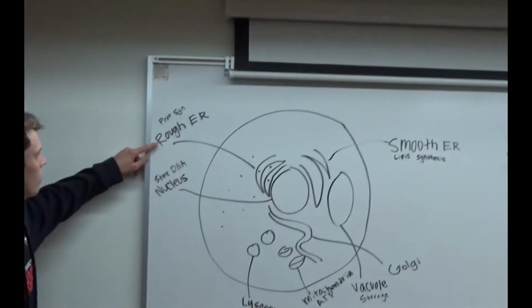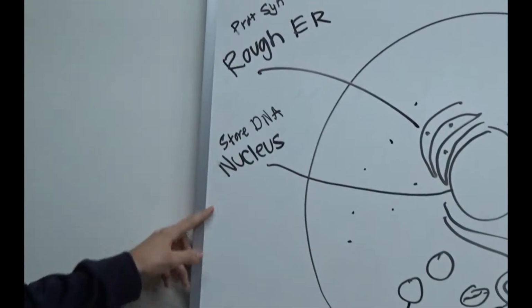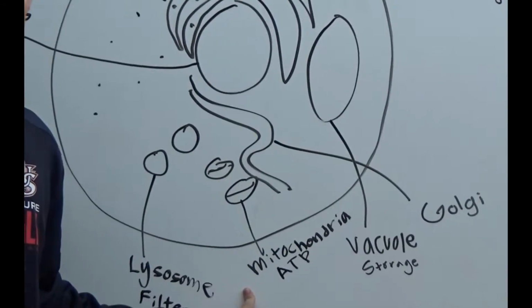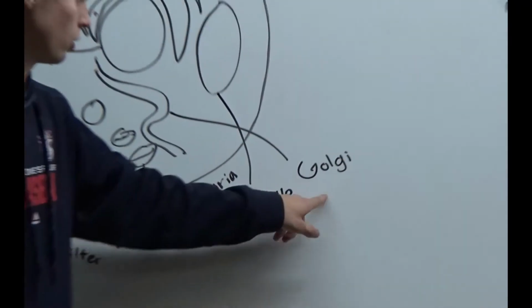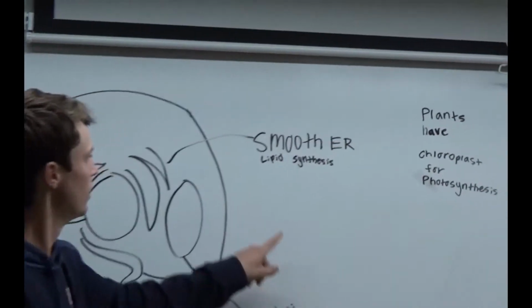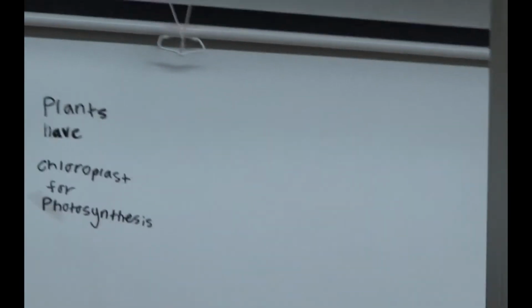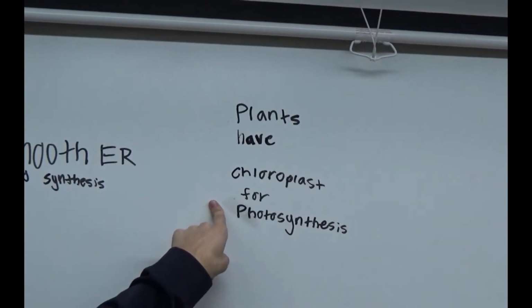Membrane-bound what? Membrane-bound organelles, such as the rough ER, which is used to make proteins, the nucleus, which stores our DNA, the lysosome, which filters out the cell, the mitochondria, powerhouse of the cell, which makes ATP, the vacuole, which functions as storage, the Golgi, which is like the USPS of the cell, it just ships everything out of it, and the smooth ER, which makes lipids, or fats, that's how you get fat. And then plants specifically have a chloroplast, which helps with photosynthesis.